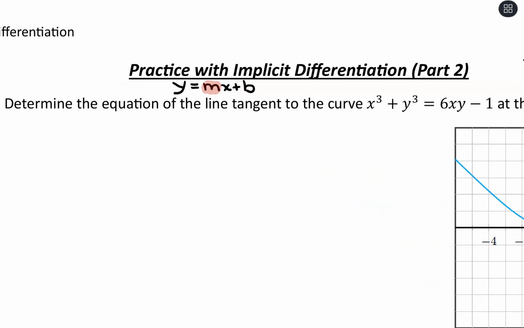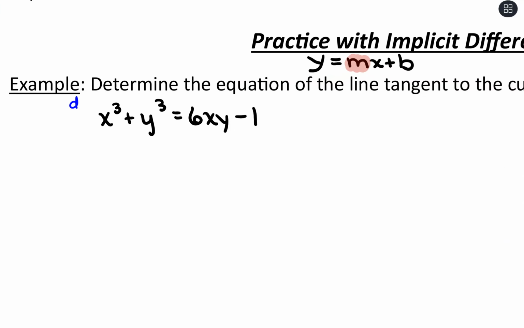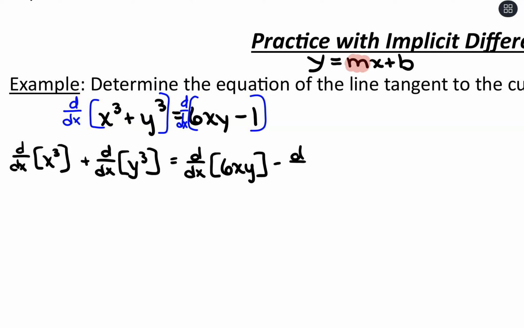So we're going to take our equation, it's x cubed plus y cubed equals 6xy minus 1, and we're going to take the derivative with respect to x of both sides. So we'll have the derivative with respect to x of x cubed plus derivative with respect to x of y cubed equals derivative with respect to x of 6xy minus derivative with respect to x of 1.